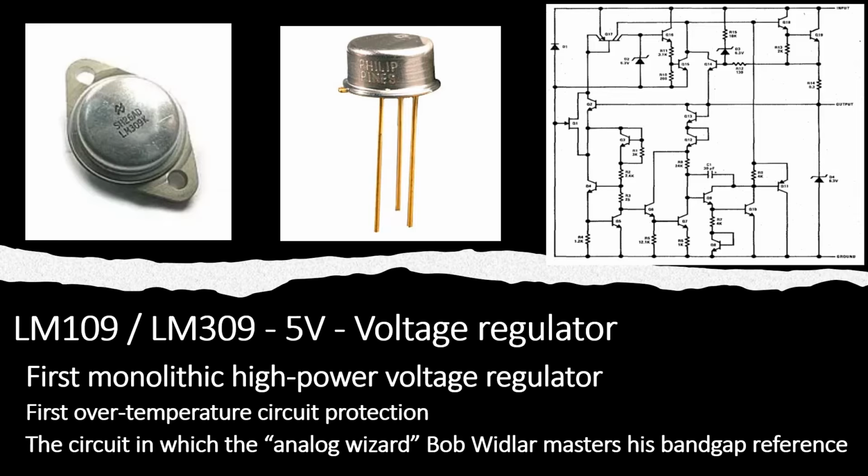This video talks about the first monolithic high-power voltage regulator designed by Bob Widlar at National Semiconductor in 1969. This is a 3-terminal linear regulator providing a fixed 5-volt output with 200 mA or 1 amp output current. This bipolar device was housed in a TO5 or TO3 CAN package.